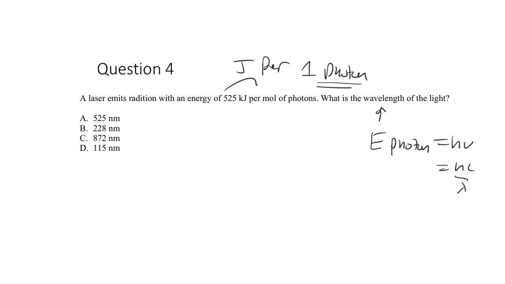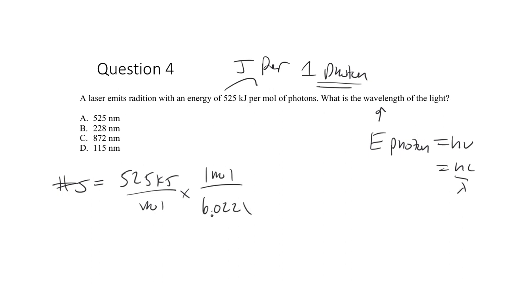And so we know the kJ is per mole of photon, so the number of joules per one photon, 525 kJs per mole of photons. 1 mole of photons, just like a mole of anything, it's 6.022 times 10 to the 23 photons. And then 1 kJ is 1,000 joules. And so the energy per photon is 525 kJs divided by Avogadro's number, 6.022 times 10 to the 23, and then converting the joules times 1,000.